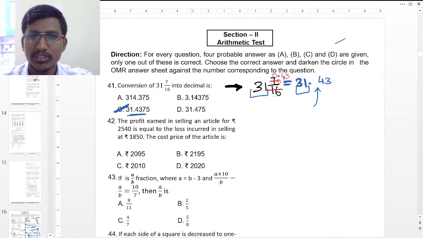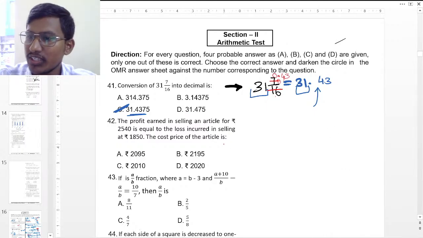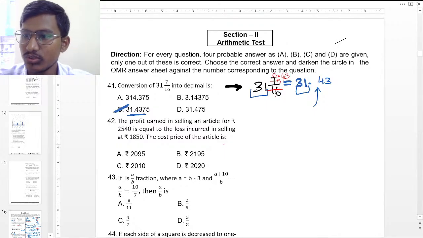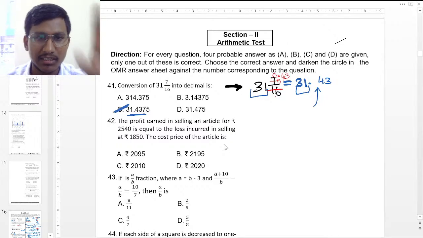Okay, good. So next, here is question 42. So what will be the answer for 42? Let us see here. Write the answers in the comment. I will come in a minute.